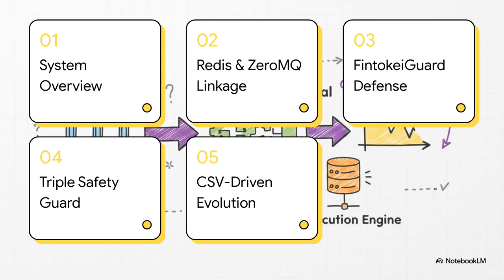We'll systematically peel back the layers of this architecture, starting with a high-level system overview, moving into the Redis and ZeroMQ linkage, analyzing the FintokeiGuard defense, zooming in on the triple safety guard, and finally, unpacking its CSV-driven evolution.